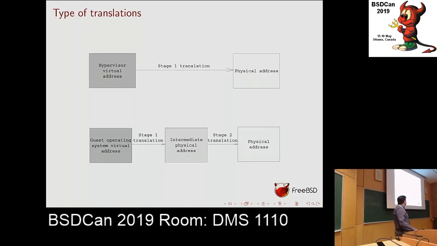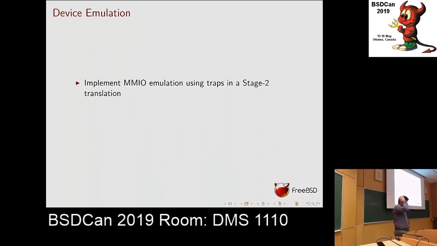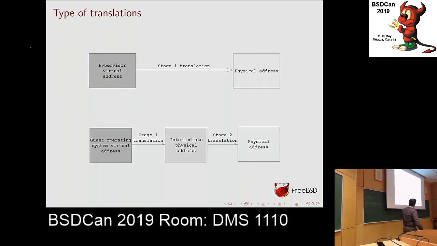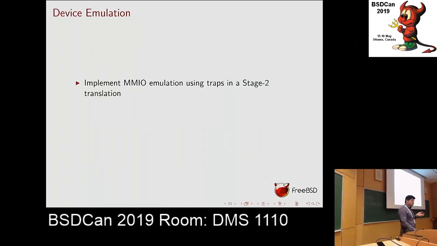Further, we need emulation for devices, the MMIO emulation. And we implemented this using stage 2 traps. Basically here, we didn't create any mapping, and whenever the guest was accessing the intended physical address, it was causing a fault. That fault came into bhyve, and bhyve knew that that is an MMIO emulation fault, and just did the implementation of the device.